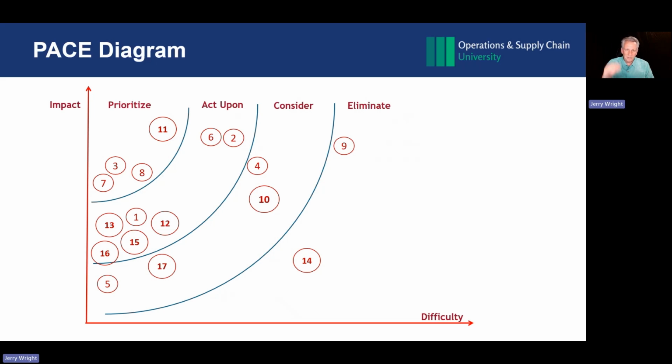You can see then high impact, easy things to do. That's the priority. Stuff that's high impact, but maybe a little harder, that's the act upon. And then we'll consider some of the ones in that lower quadrant. And then we're not going to probably do items 9 or 14. They're just too much time and not enough benefit.